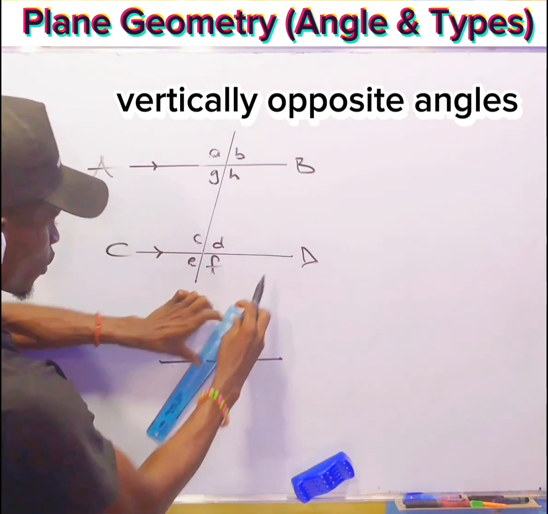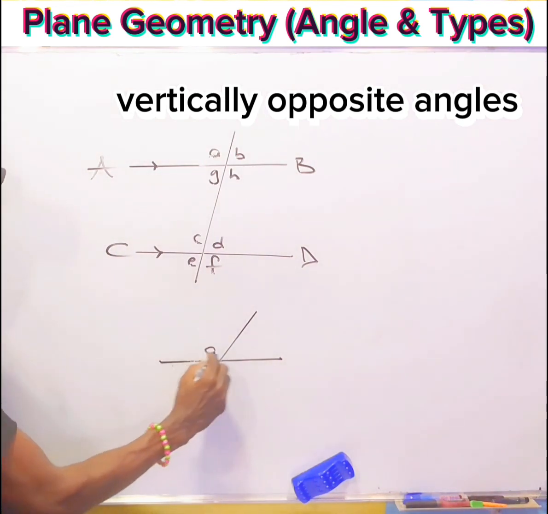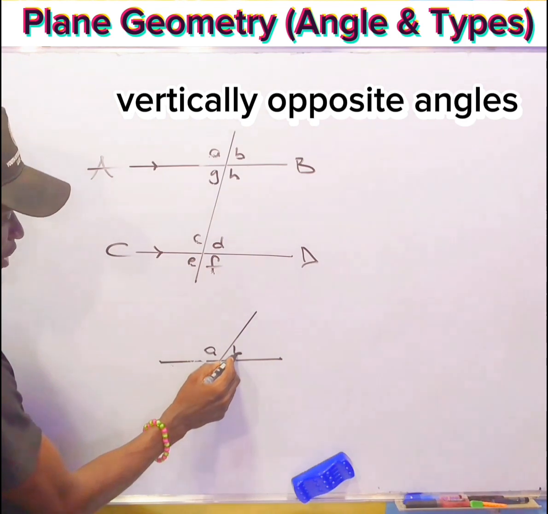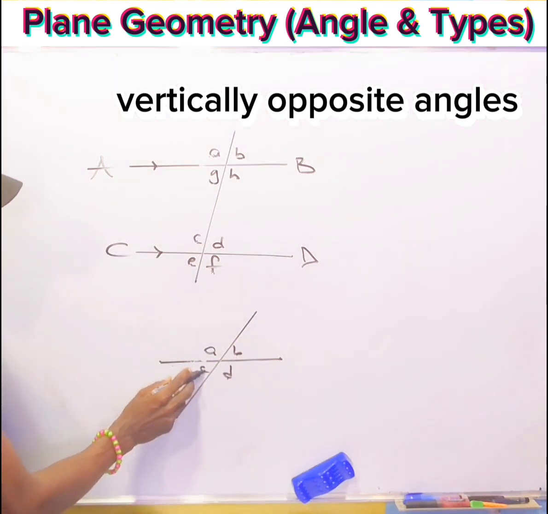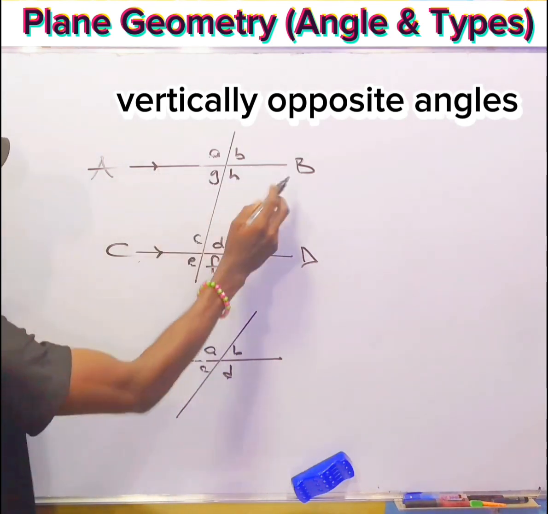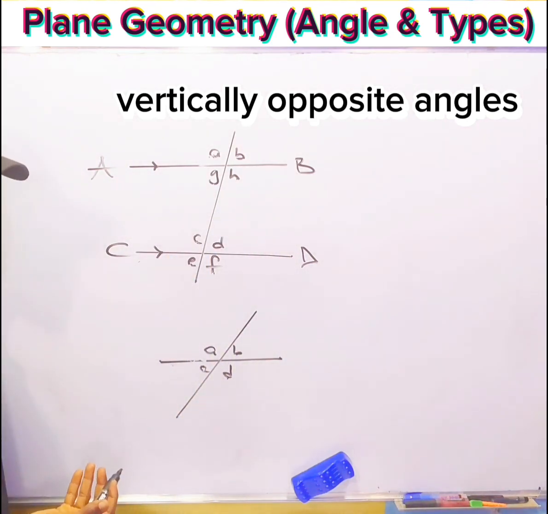When we have a single line angle, A, B, C, D, A is vertically opposite D, B is vertically opposite C. We cannot use two separate parallel lines and say they are vertically opposite. We can only use the alternate angles for such.